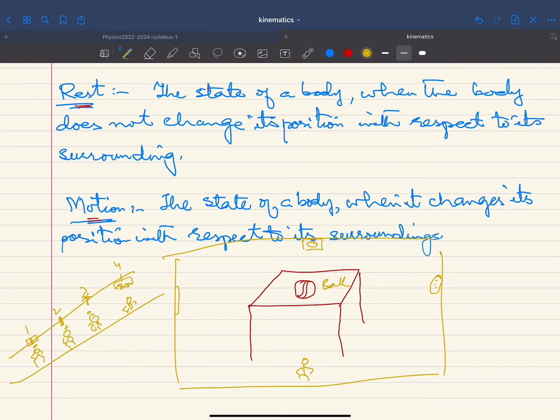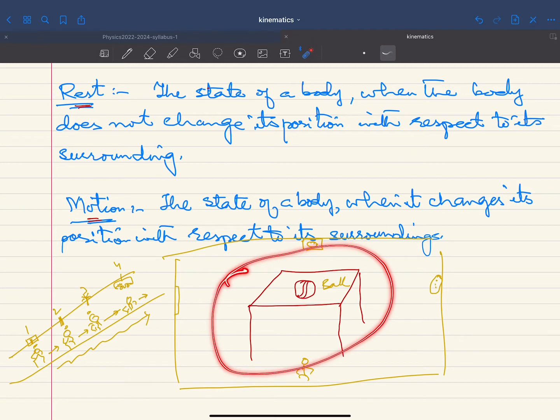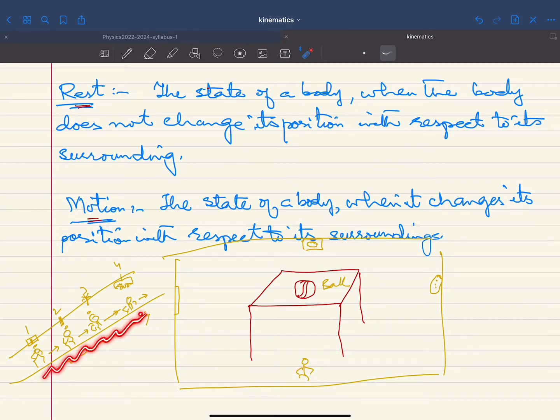So all these things are making this surrounding, and when you are changing your position with respect to all these objects, all these surroundings, at that time you will say that you are in motion. This is very, very important: a state of rest and a state of motion. A state of rest is when the body is not changing its position with its surrounding, and a state of motion is when the body is changing, whether constantly or not constantly, its position with respect to its surrounding. Then the body is said to be in motion.